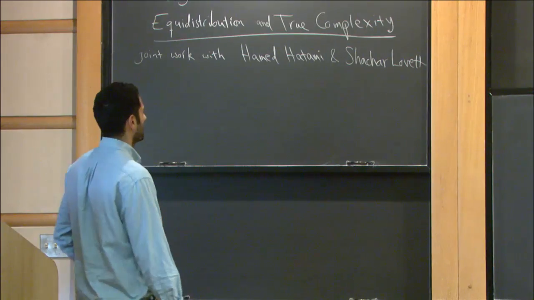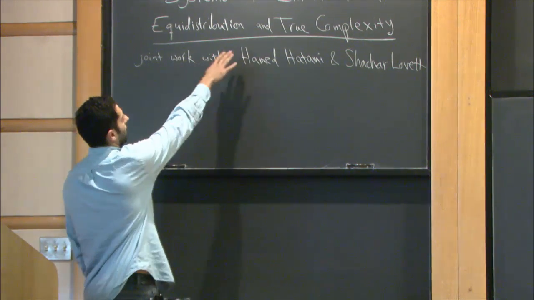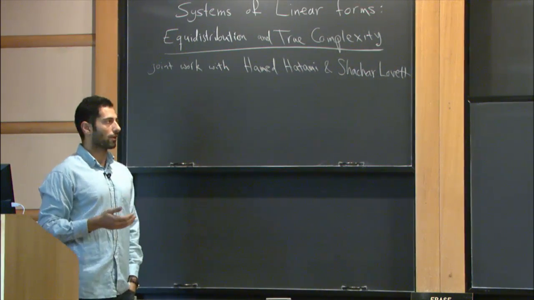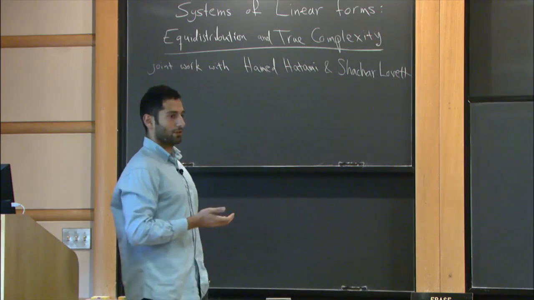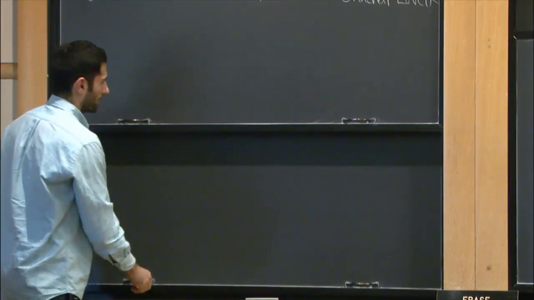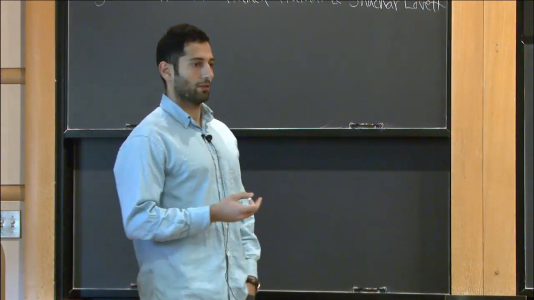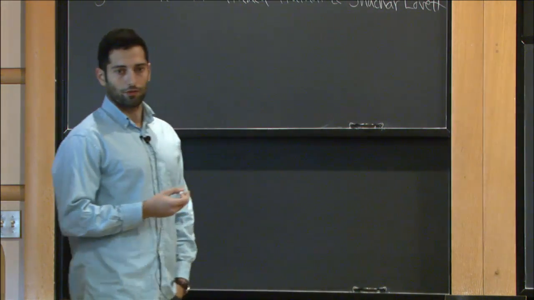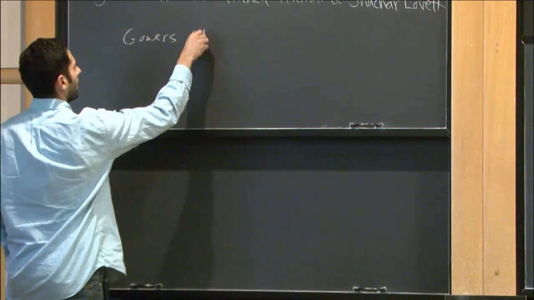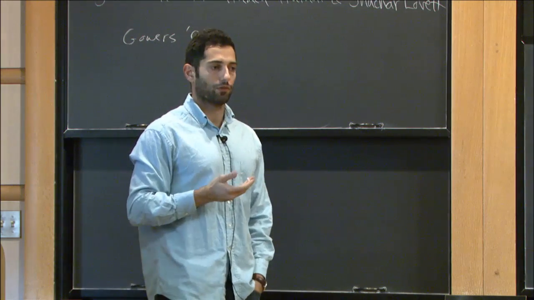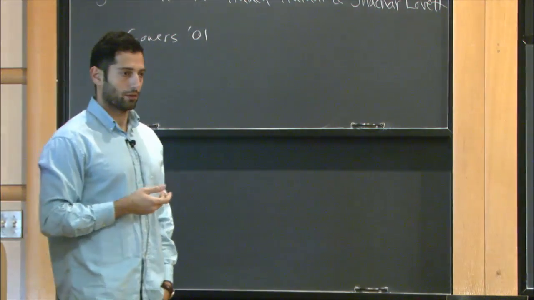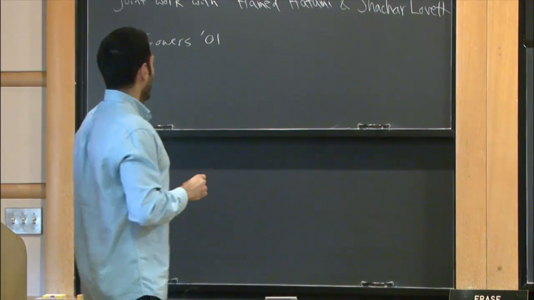Yeah, so I will talk about systems of linear forms, and I'll explain what I mean by equidistribution and true complexity. So this work is a part of and uses a lot of tools from higher order Fourier analysis. And so higher order Fourier analysis is an extension of Fourier analysis that's initiated from the work of Gowers on his quantitative bounds for Szemerédi's theorem on existence of arithmetic progressions of arbitrary long length in dense subsets of integers.